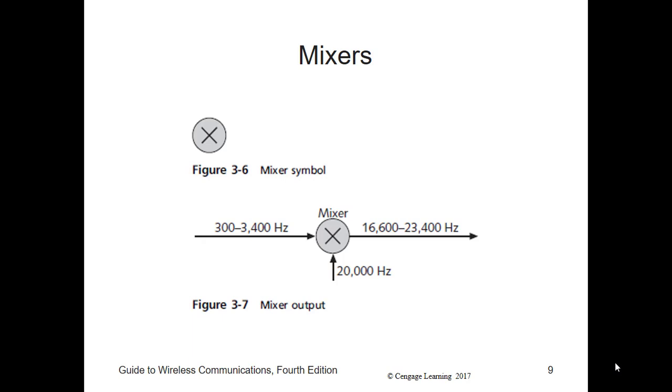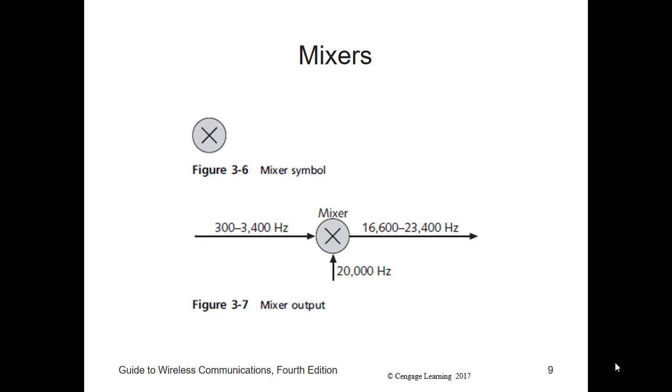So in this graphic, the input signal, the information to be transmitted, is between 300 and 3,400 hertz, and the carrier frequency is 20 kilohertz, or 20,000 hertz. The mixer then adds the input frequencies to the mixed-in frequency and produces the sum. So you have your 20,000 hertz plus the 300 hertz, which gives you 20,300 hertz. We also have the 20,000 hertz plus your maximum of 3,400 hertz, which gives you 23,400 hertz.